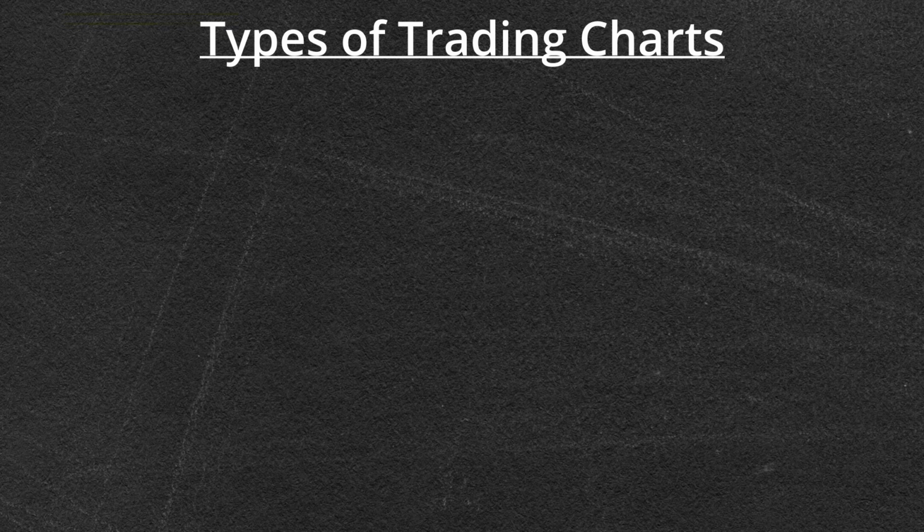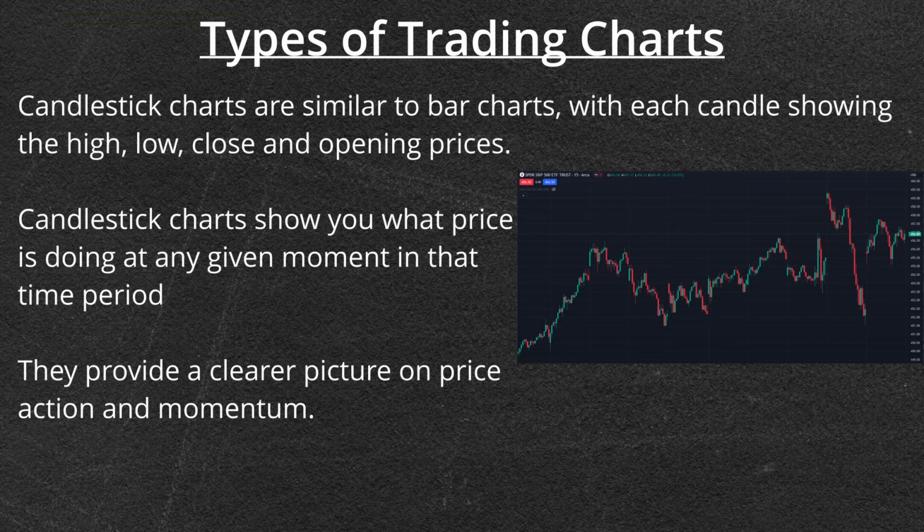The last and most commonly used chart is called the candlestick chart. This is somewhat similar to a bar chart, with each bar showing the security's open, close, high, and low price for that specific time period. Candlestick charts tell you what price is doing at any given period depending on the time frame you are using for that chart, whilst giving you a clear picture of what price action and momentum is occurring. For reference, I will be using candlestick charts in my future videos when trading, so let's dive deeper to understand exactly how to read a candlestick chart.